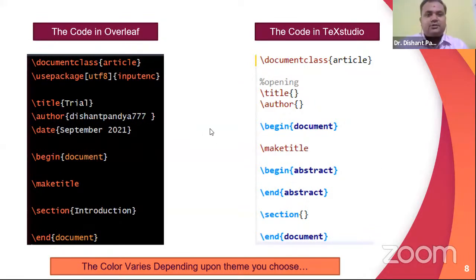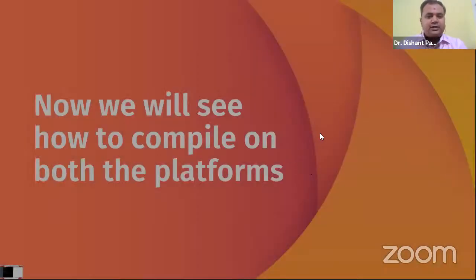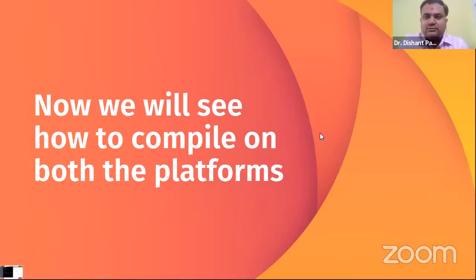This is the thing that we came to so far. On the left hand side, if you are going with Overleaf, you will be seeing the left hand side section, and if you are in TeXstudio, then going with New from Template and Article, you will be seeing such a thing on the right hand side part. Now we will see how to compile on both the platforms, right?